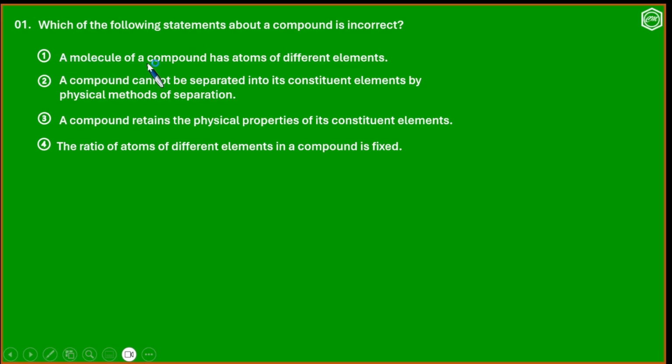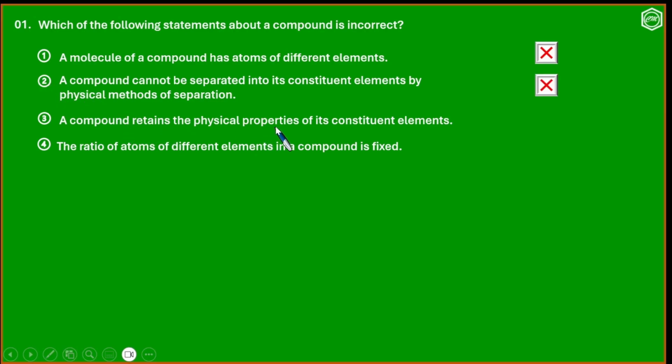So, first one, a molecule of a compound has atoms of different elements. And that is a correct statement. So, that is not our answer. A compound cannot be separated into constituent elements by physical methods of separation. That also is correct. We cannot use physical methods to separate the constituents of a compound. So that also is not our answer.